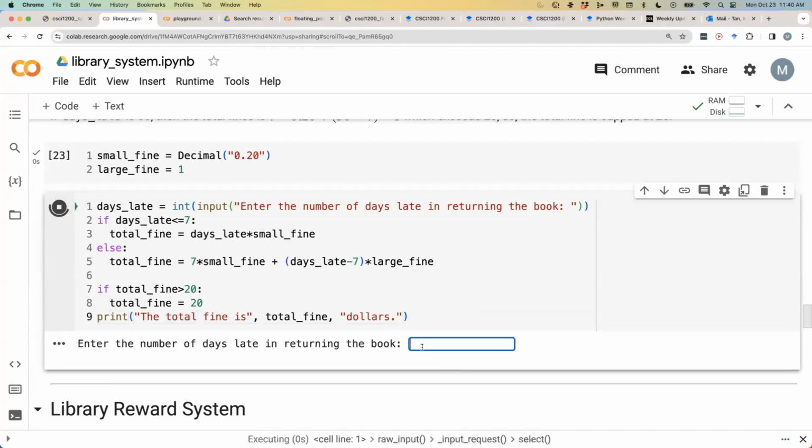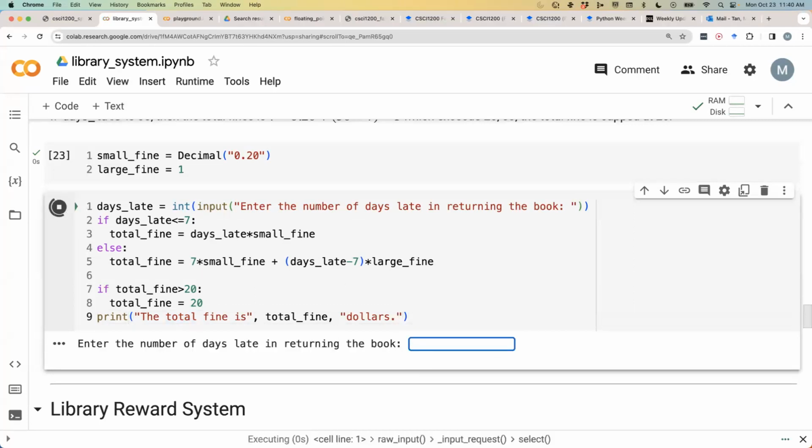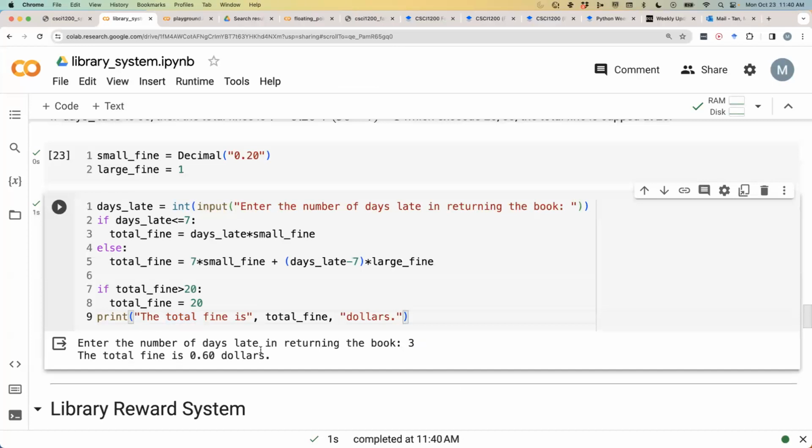However, if it is less than that, for example, earlier on we have 10 days, it's $4.40. If it's 3 days, for example, it's 60 cents. Now, this is one way to do this using if and else statements.